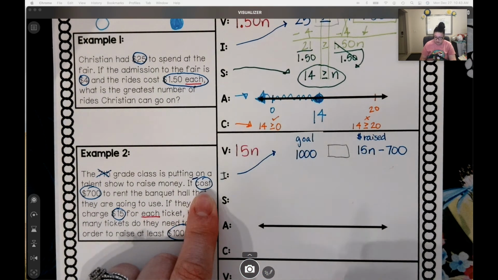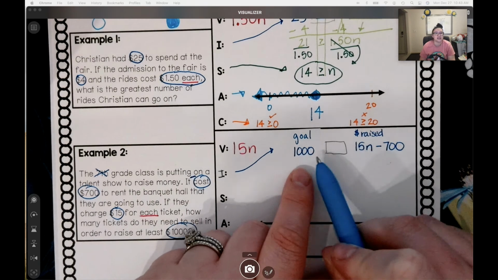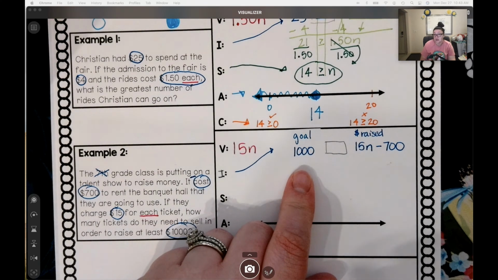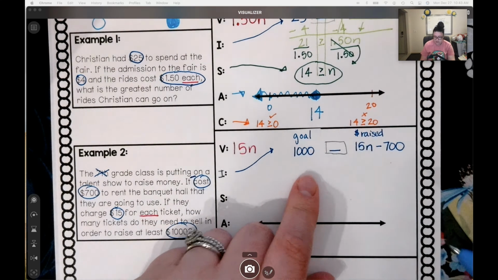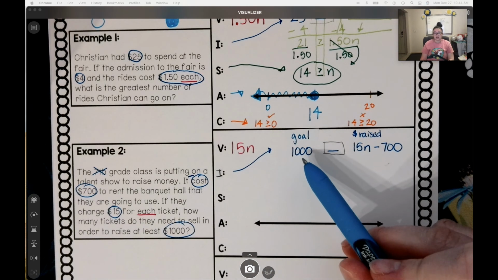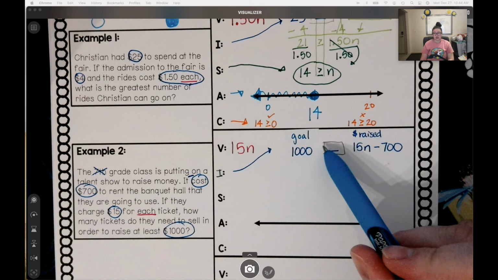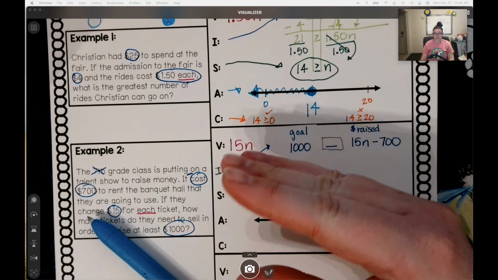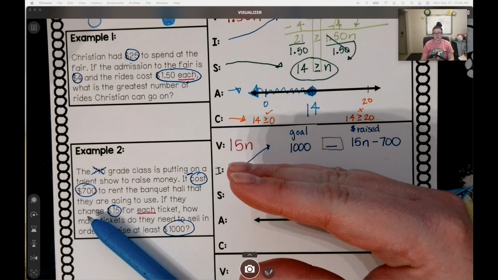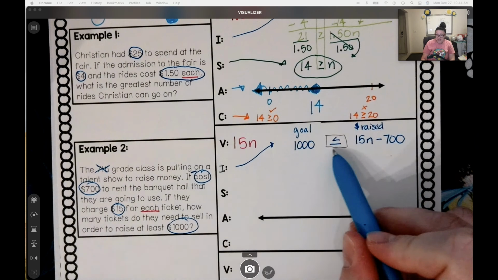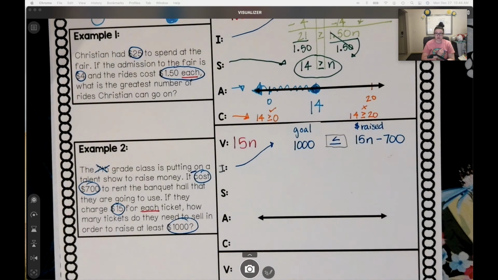So then for the inequality, is it okay if they raise the exact amount, exactly $1,000? Yeah, that's okay. Is it okay if $1,000 is greater than, bigger than how much money they raise? We don't want that. We want the money they raise to be equal to or bigger than $1,000.